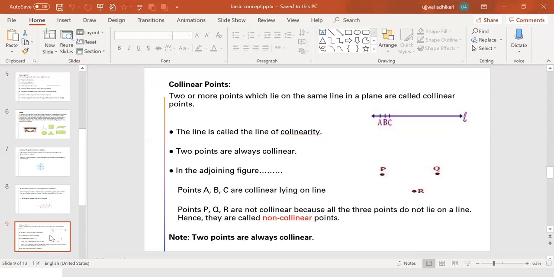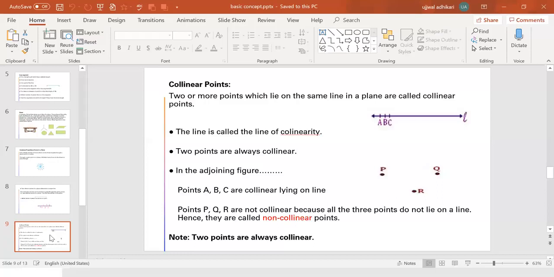अझै सजिलो गरी भन्यो भने हामीले कुनै एउटा स्ट्रेट लाइन ड्रा गर्दाखेरि यदि त्यो स्ट्रेट लाइनले सबै पोइन्ट्सहरुलाई कभर गर्छ अथवा if the straight line touches all the given points, that is collinear points. The line is called the line of collinearity. The line लाई चाहिँ के भनिन्छ त? Line of collinearity. 2 points are always collinear.